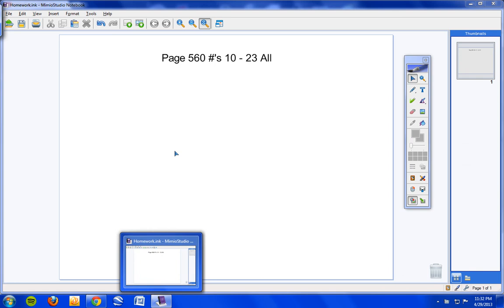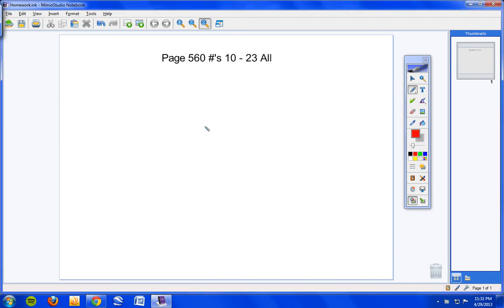On your assignment there in front of you, page 560, 10 through 23 all. So without any hesitation, further ado, let's get started on this. You really should have your books open to page 560. There's no way you should be doing the homework without your books open, so please open your books to page 560, and let's roll. Numbers 10, 11, and 12, find tangent of A. Write your answer as a fraction.